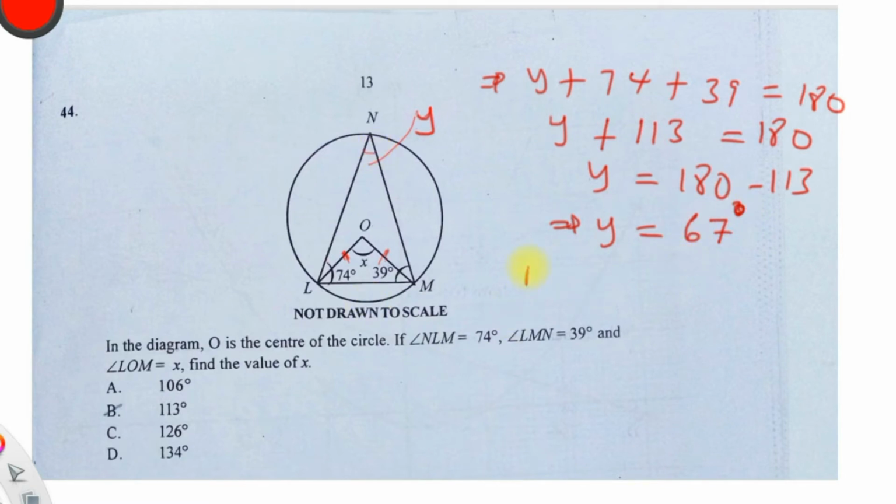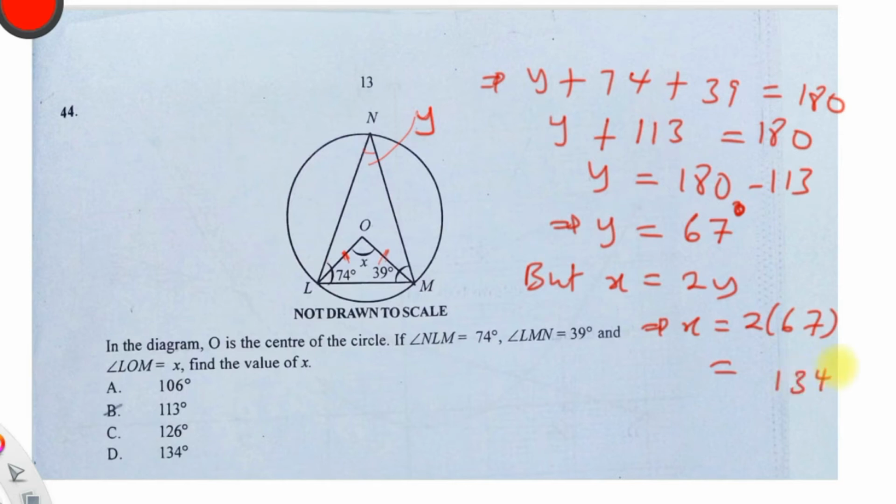But you know that the angle formed by this arc or chord at the center, x, is equal to 2 times the angle formed by the same chord or arc on the circumference, which is y. So this implies that x is equal to 2 times 67, which is equal to 134 degrees. So the correct answer is D.